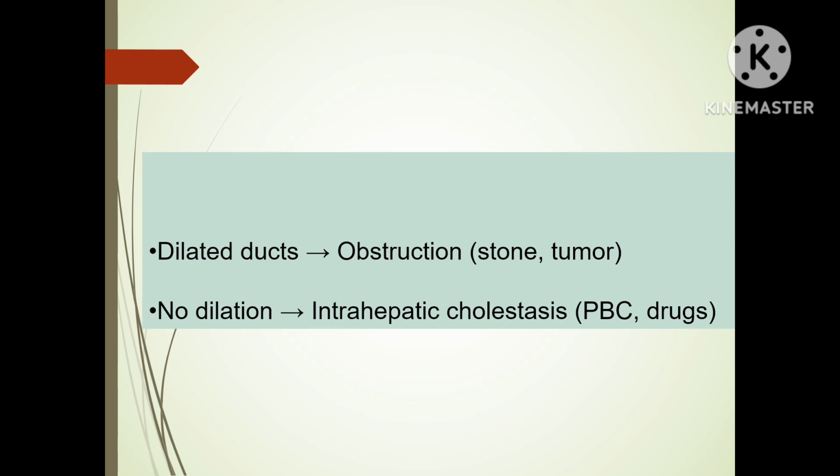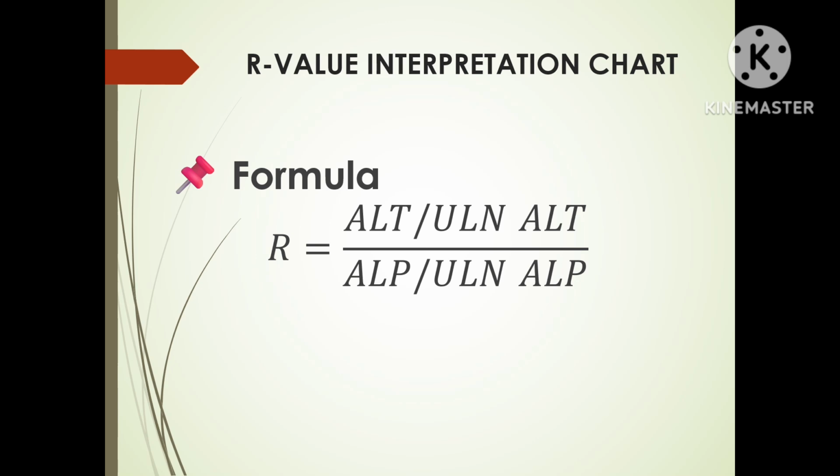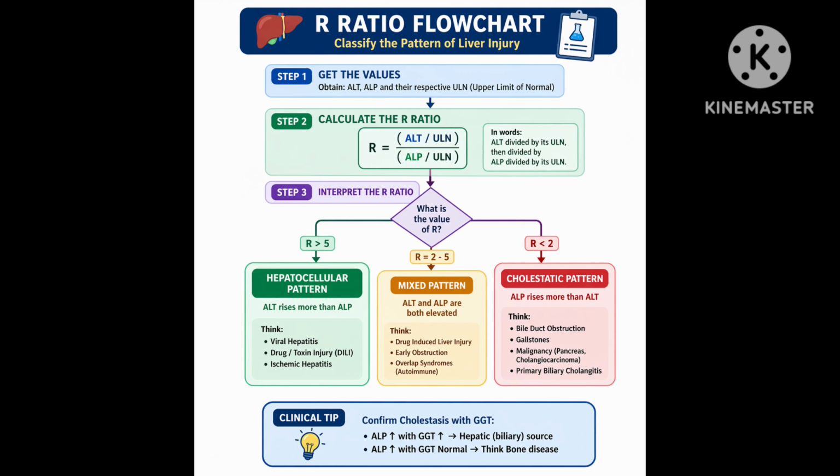We have another ratio or value which is known as the R value or R ratio. It is a calculated parameter used in liver function test interpretation to help classify the pattern of liver injury. It compares the relative elevation of ALT, which is a marker for hepatocellular injury, to ALP, which is a marker of cholestasis, as we have discussed so far. These both are expressed as multiples of their upper limit of normal.